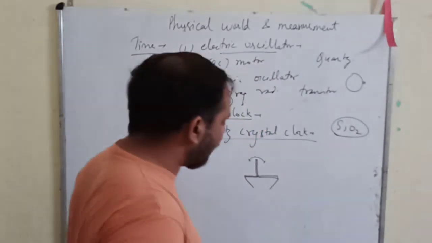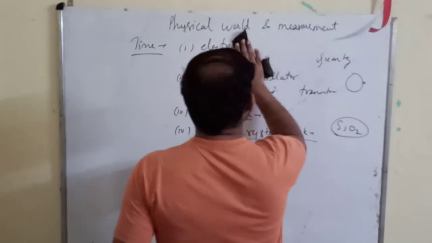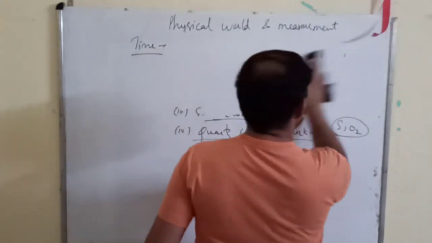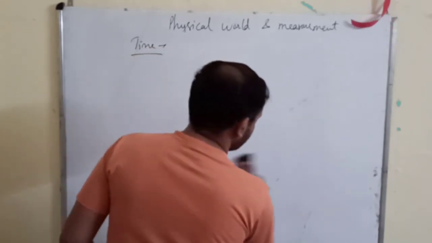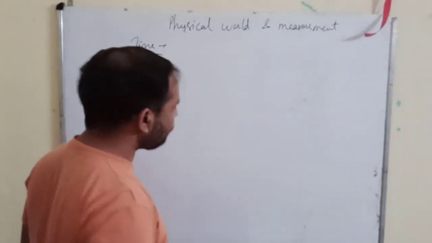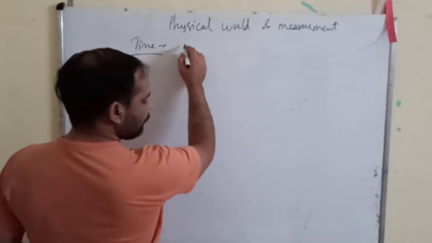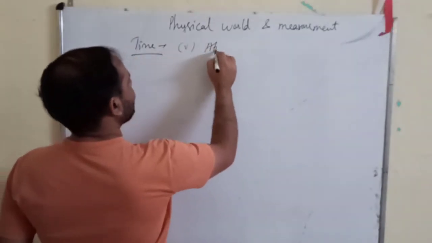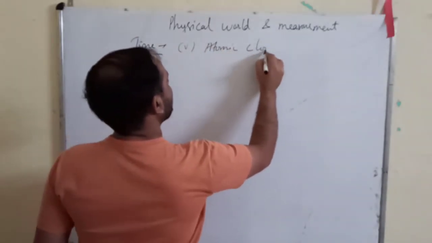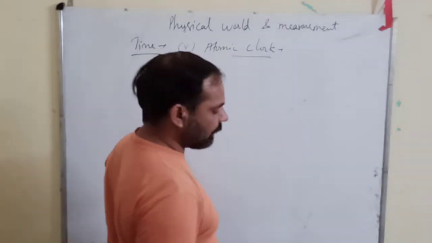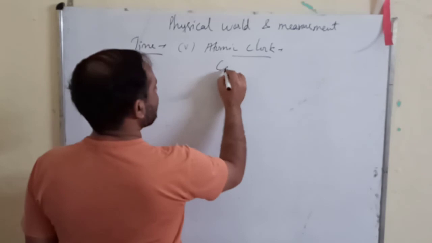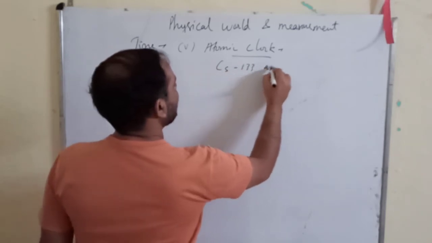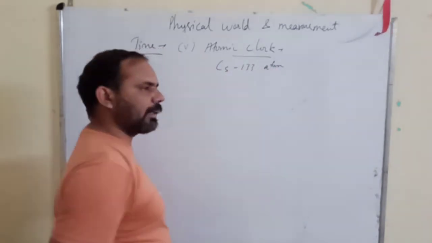Then next is your atomic clock. This is your fifth one. The atomic clock works on the vibration produced in Cs-133, the cesium-133 atom. This is a high energy atom.